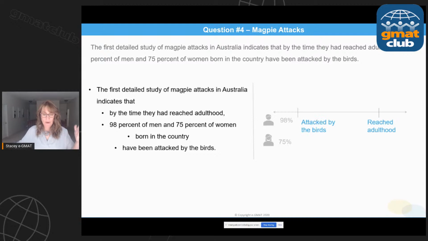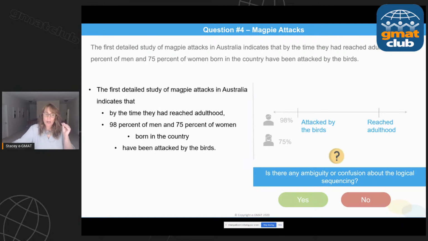So I'm asking myself, I have multiple events, and as I said, when we have multiple events, as we did with the James Baldwin question back at that fundamental concept, I like timelines. I like to organize my events. So I have my 2 events, attacked by the birds and reached adulthood. So I need to make sure that my events are properly sequenced. So I want you to ask yourself, as you're working through the question independently, is there any ambiguity or confusion about the logical sequencing here?